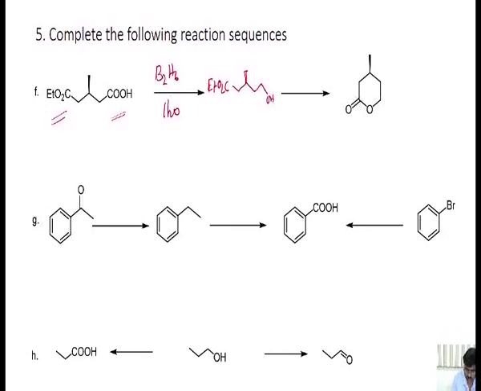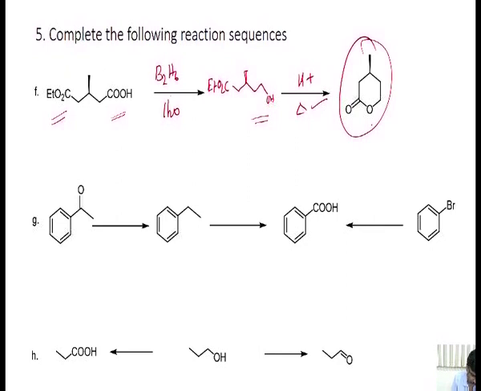Once we have this one, this can be reacted intramolecularly with the ester group to give this lactone as a product. This is an example for the chemoselective reduction. Acid can be selectively reduced in the presence of ester using diborane as a reducing agent. Once you form this alcohol, it can be intramolecularly cyclized to give this lactone in the presence of acid under heating.